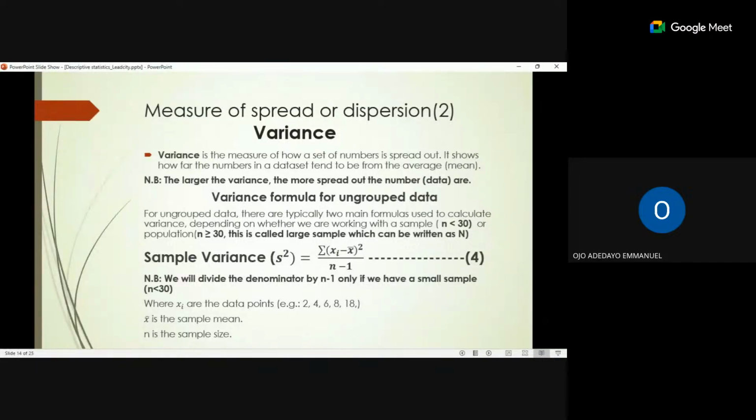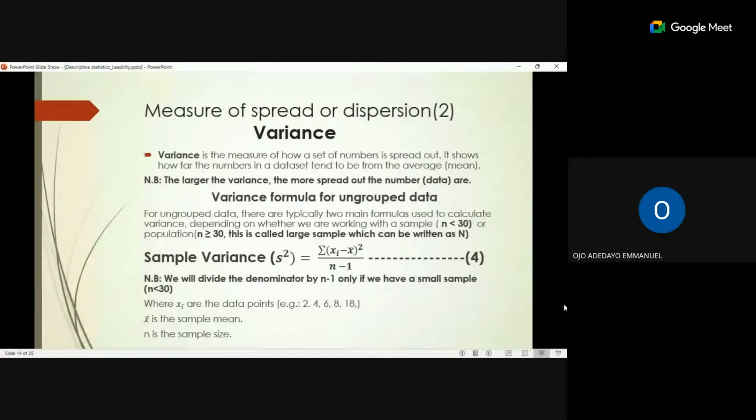Now, what is variance? Variance is the measure of how a set of numbers is spread out from the mean. Let's say, for instance, you've calculated your mean. Then how far are other observations from the center, from the mean? That is what the variance is checking. It shows how far the numbers in the data set tend to be from the average, which is mean.